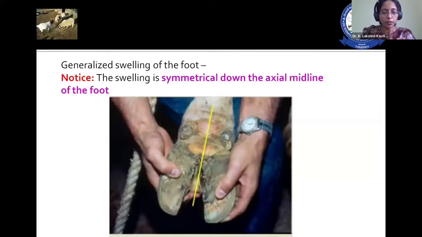So how to differentiate this swelling, whether it is foot rot or not? Generally, in foot rot, a symmetrical swelling appears at the bottom of the axial midline.